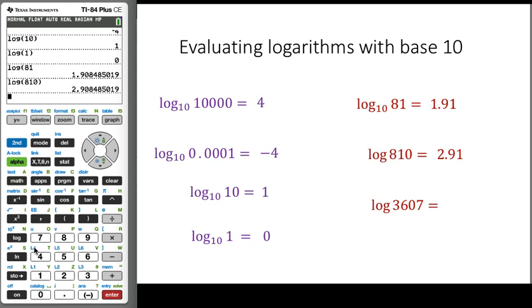Okay, and this one, log of 3607 is 3.56, and of course that'll make sense to you because log of 1000 is 3, log of 10,000 is 4. This is in between 1000 and 10,000, and it's not a linear scale, so it's not even halfway, but this is more than halfway between 3 and 4. So you can have a think about that and think about what the graph looks like and think about how you understand that.